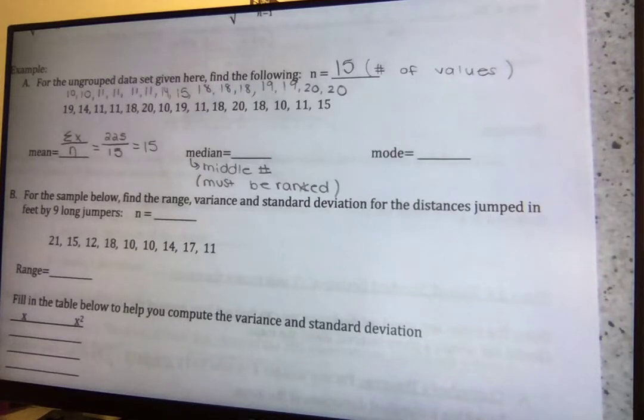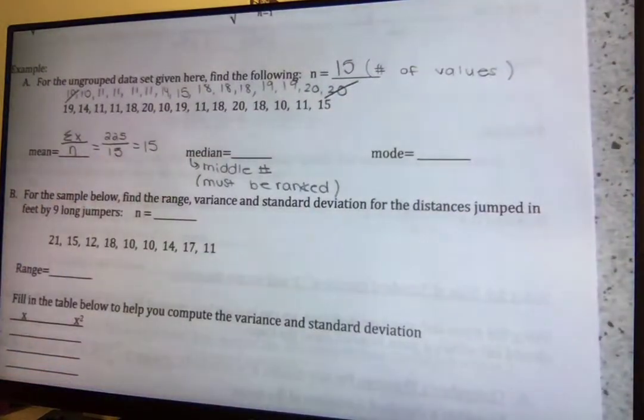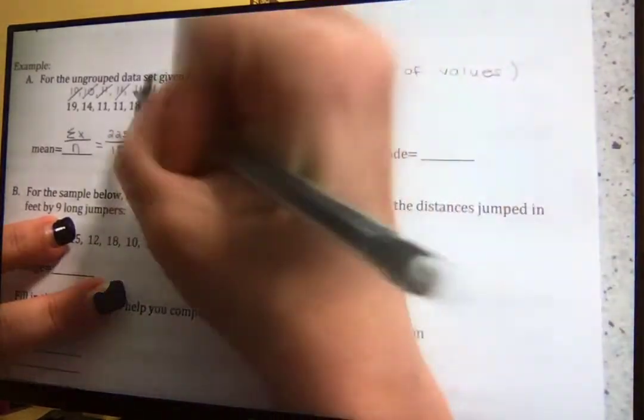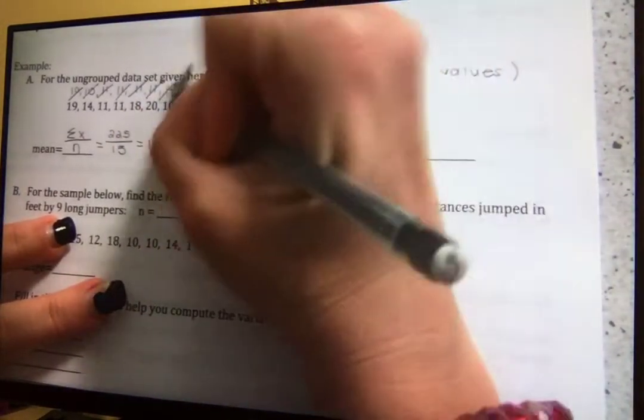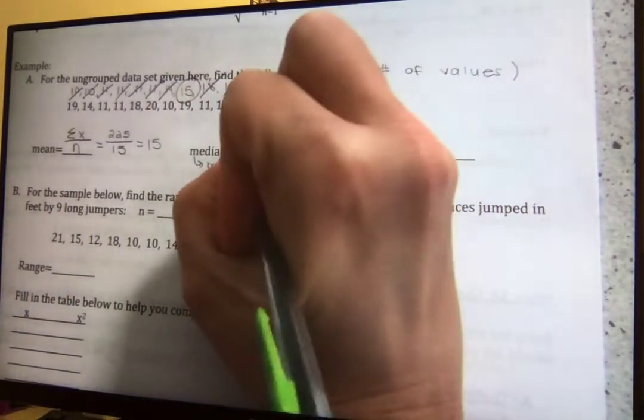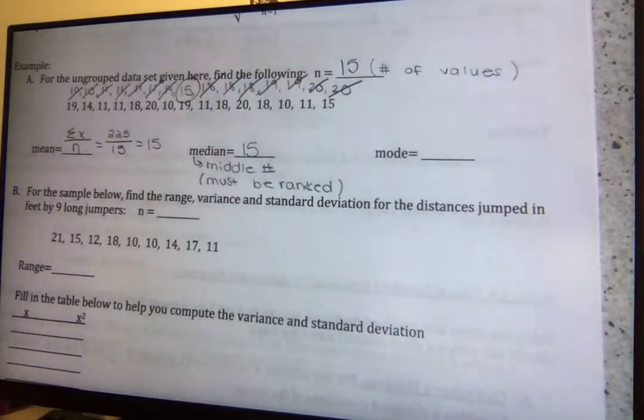Now to cross off from the beginning to the end to find the middle. Crossing off the first and the last, first, last, first, last, until we get to the middle. Boom, which is 15. Notice I crossed off 7 numbers here, 7 numbers here. We were trying to find the middle number. What happens if you find the middle number and there's 2? Good. Add them, divide by 2. We're going to find the mean of the two middle ones, the average of the two middle ones.